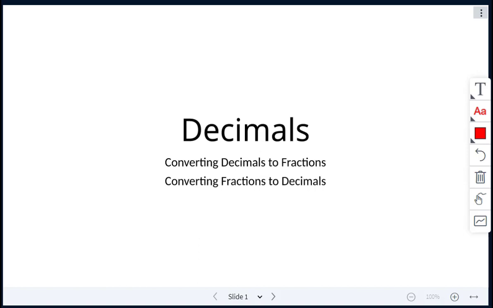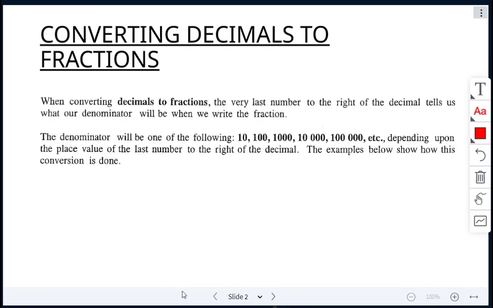Okay, so today's class on decimals, we are converting from decimals to fractions and then vice versa from fractions to decimals. So let's take a look at the first part, which is converting decimals to fractions. When converting decimals to fractions, it's the very last number to the right of the decimal which tells us what our denominator will be when we write the fraction.